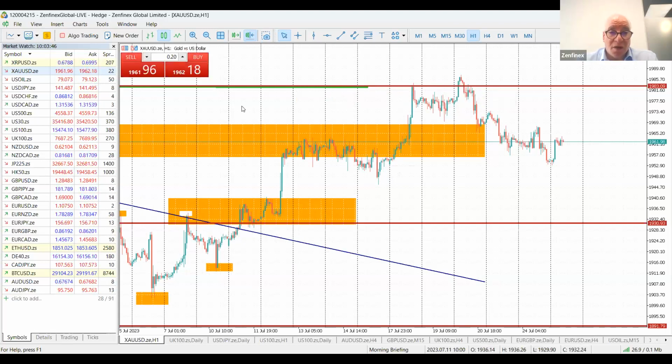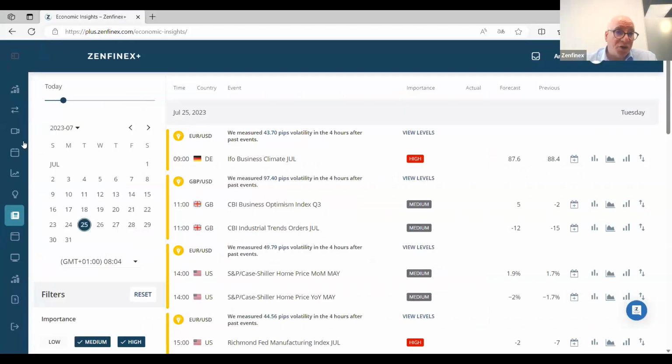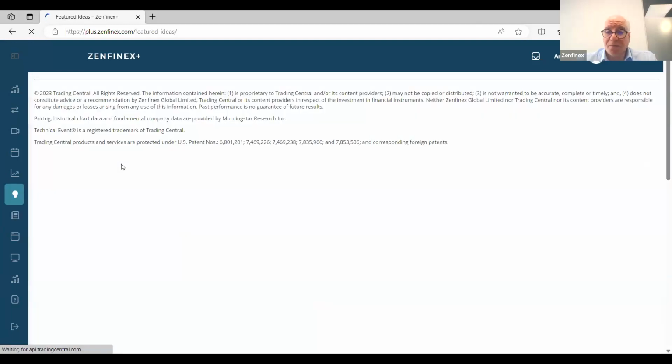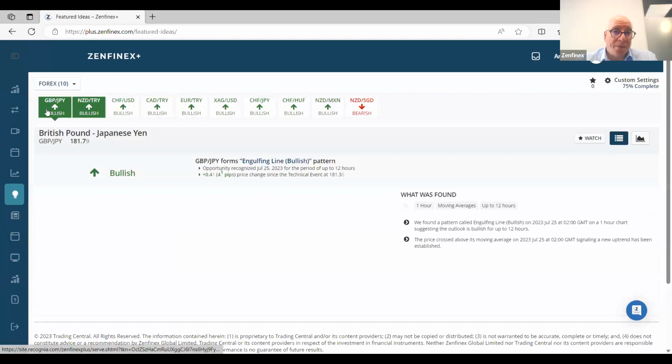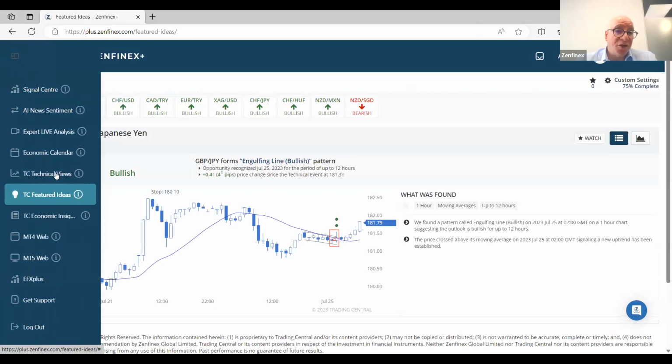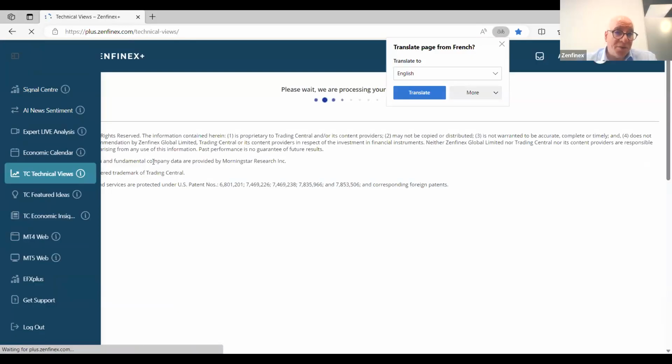So let's just have a look from a top-down approach and try to get an idea of what's happening with gold. And of course, I should have looked at the news first. So let me just have a look at the news feature. This is the Plus Zenfinex portal. It's got a number of different tools. I talked about it briefly. There are some trade ideas, featured ideas, technical views. I won't spend too much time on these because I want to go back to gold.